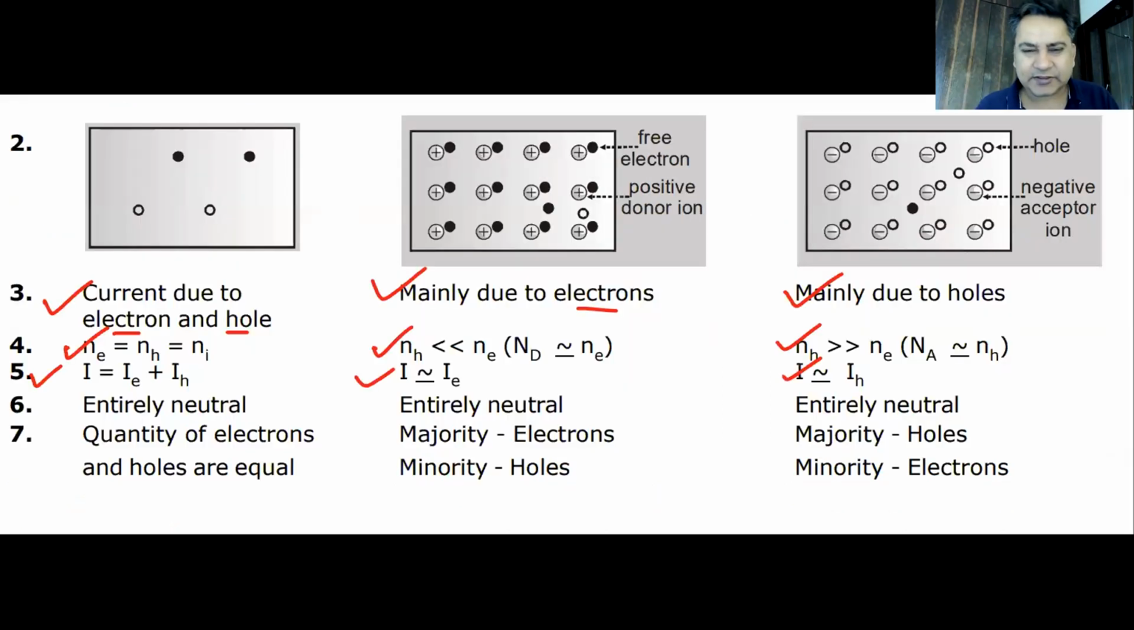The entire thing is just based on this. In N type, electrons are the majority carriers, holes are the minority carriers. In P type, holes are the majority carriers and electrons are minority carriers. Remember, all these three are entirely neutral. They don't have any charge of their own. Quantity of electrons and holes are equal. Everything just boils down to the same thing, that in N type, electrons are more and holes are less. Do we understand this?